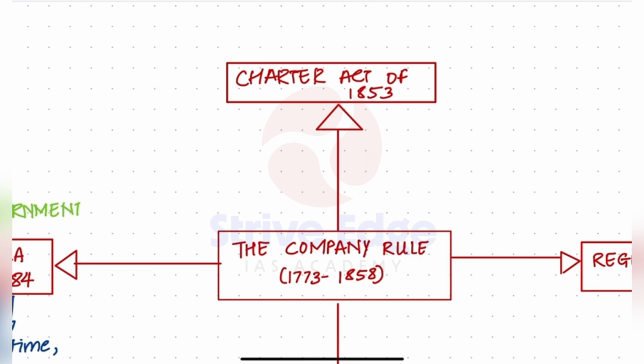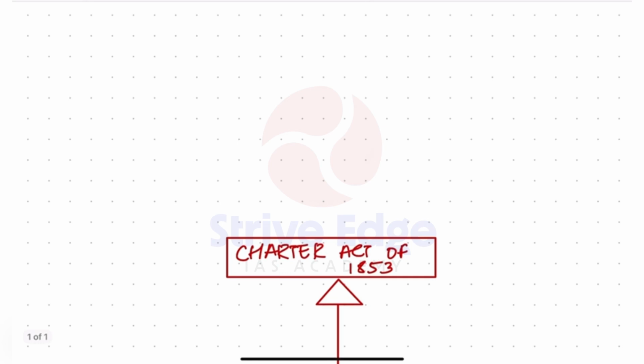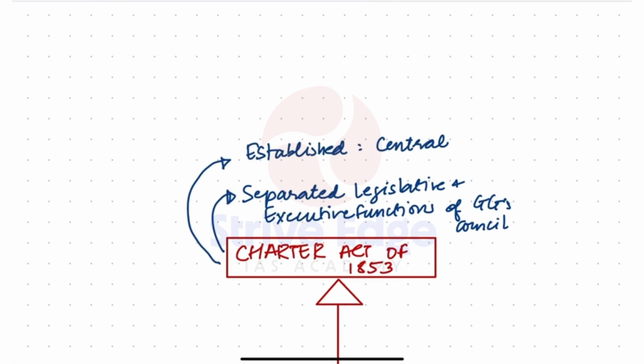The Charter Act of 1853 was the last Charter Act before the British Crown formally took control in 1858. It introduced key reforms that shaped modern governance. Here are its key legislatives. This act separated legislative and executive functions of Governor General's Council. It established the Central Legislative Council.